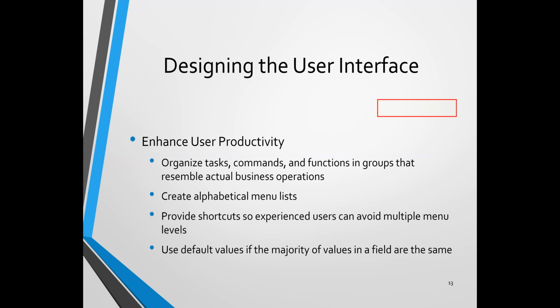Then provide shortcuts so experienced users can avoid multiple menu levels. For example, sometimes you have to browse through 5 or 6 different levels of menu, so you may say, okay, we have a shortcut. If the user presses Control M, something like that, it jumps to that page directly or jumps to that data entry directly, or goes to search by using Control Alternate S, something like that. Then it pops up the search box for the users. Then use default values if the majority of values in a field are the same.